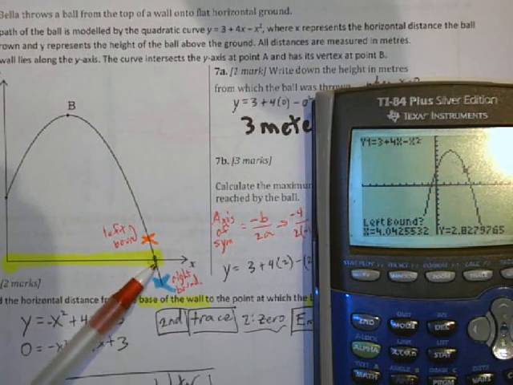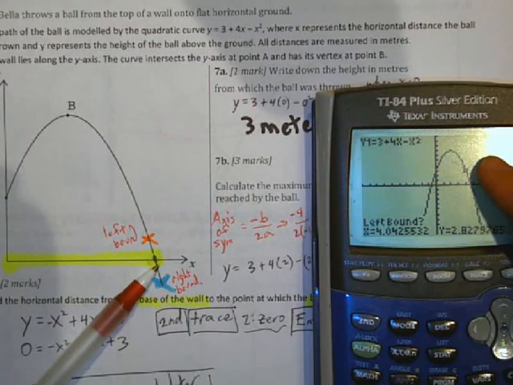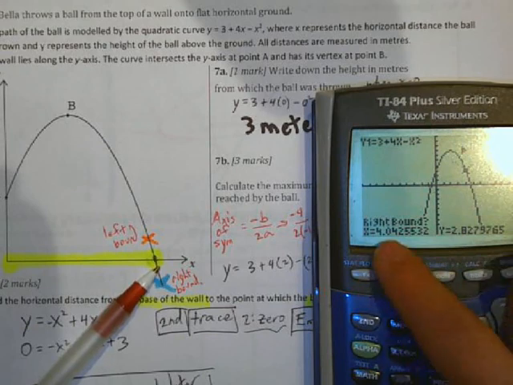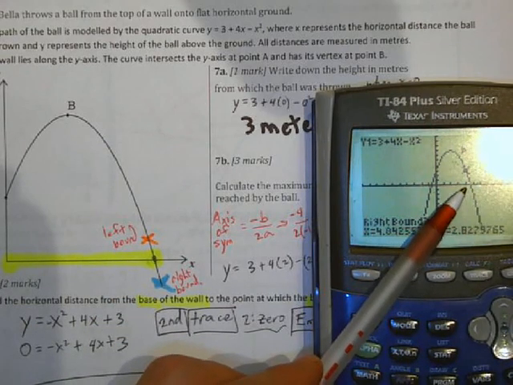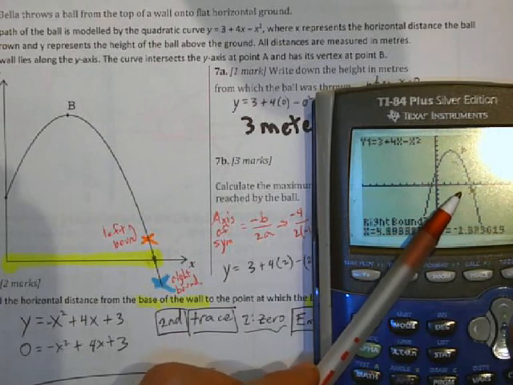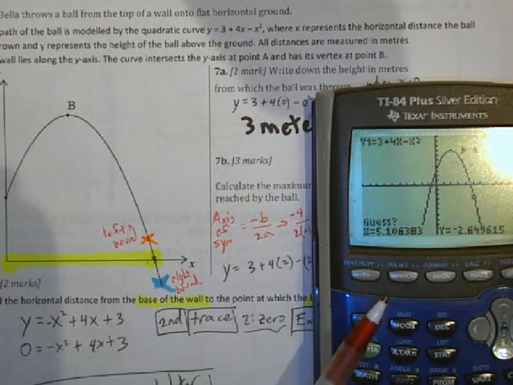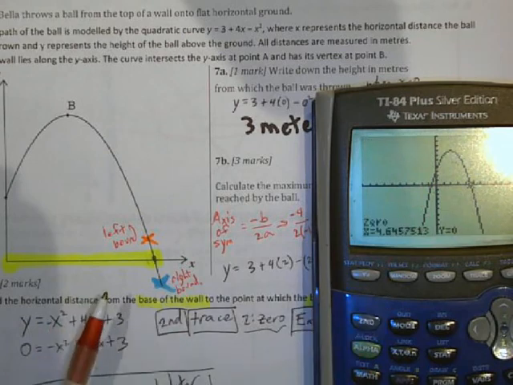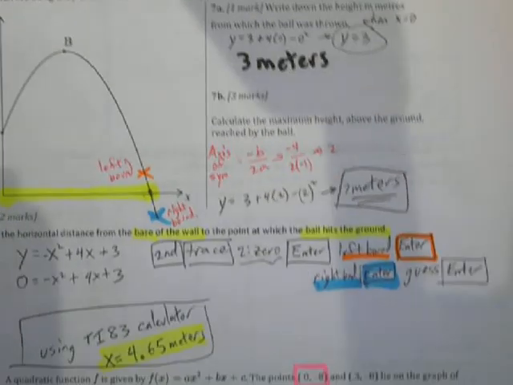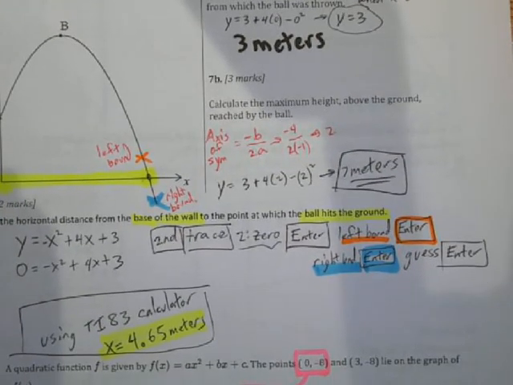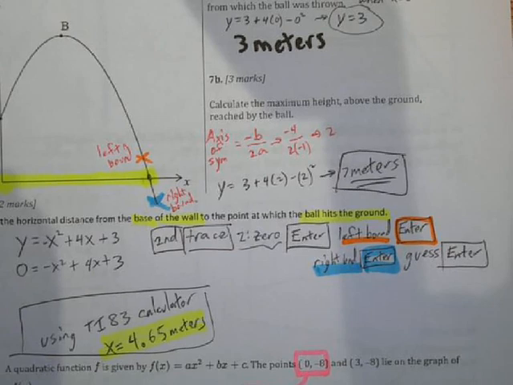So notice my cursor is blinking to the left. I hit enter. Now it says right bound. I need to go to the right of this dot right here. So I'm going to hit the right arrow, and notice I'm to the right of it. I hit enter. It says guess. I hit enter, and my answer is 4.65 meters from here to here. Okay, here are the calculator steps I just mentioned. You may want to copy this down for finding the zeros.